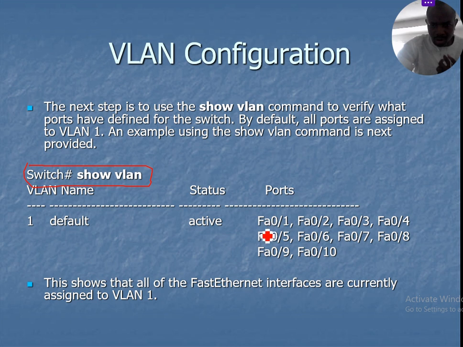And these are the ports, the Fast Ethernet interfaces with their slot and port numbers: FastEthernet slot 1, port 1, slot 0, port 1, slot 0, port 2, slot 0, port 3, and so on, up to 10. This shows that all of the Fast Ethernet interfaces are currently assigned to VLAN 1. They are all connected to VLAN 1.